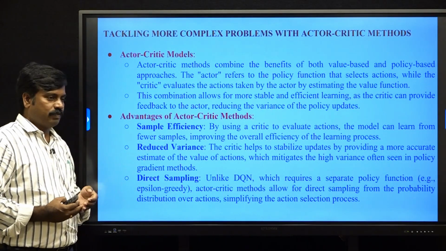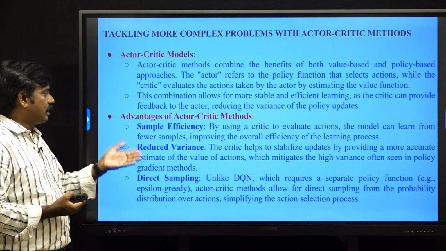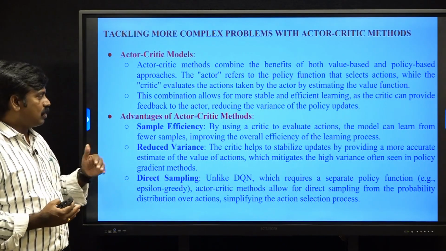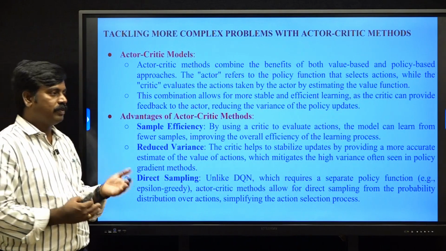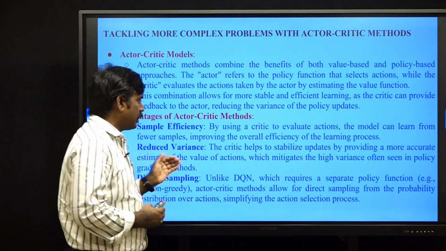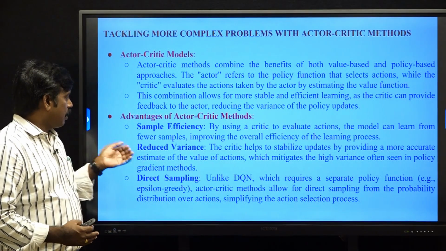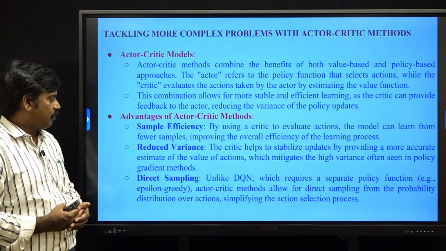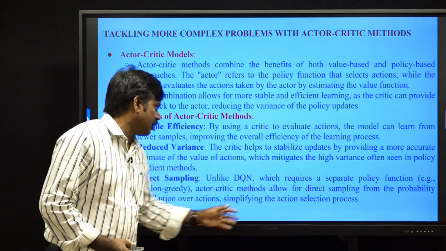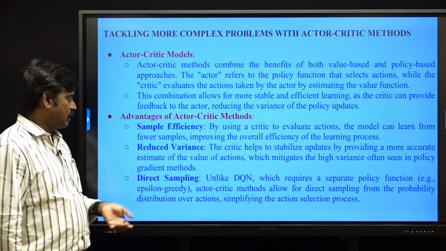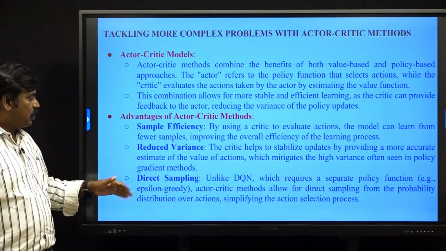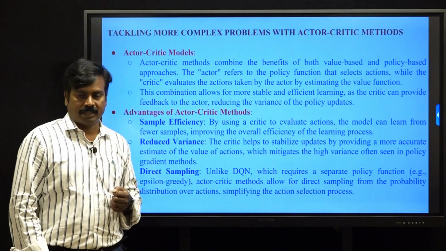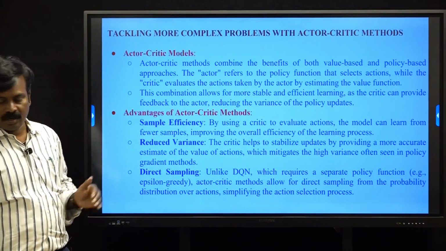For sample efficiency, combining the value and policy functions improves the policy model's performance and reduces the variance. It also stabilizes the learning and the rewards. In Q learning we use different methods such as epsilon greedy and softmax selection approaches. Instead of using separate approaches, actor-critic directly uses samples, as a combination of the value function and policy function.